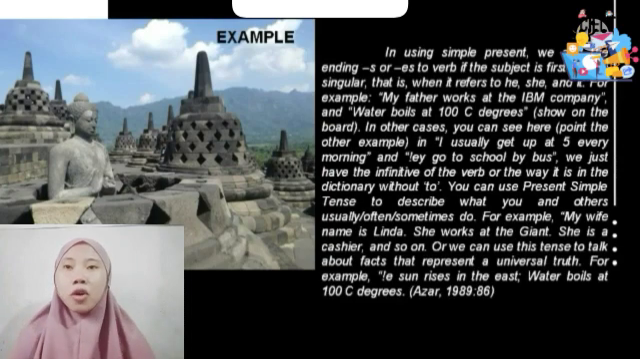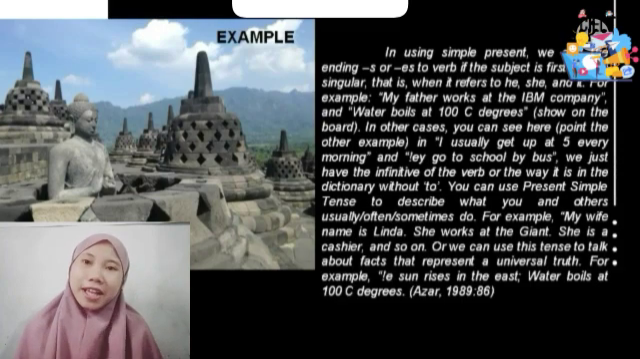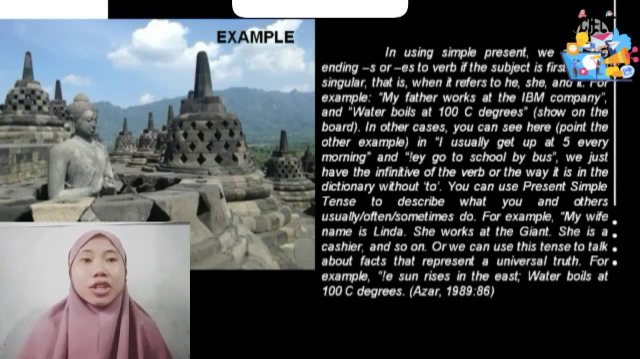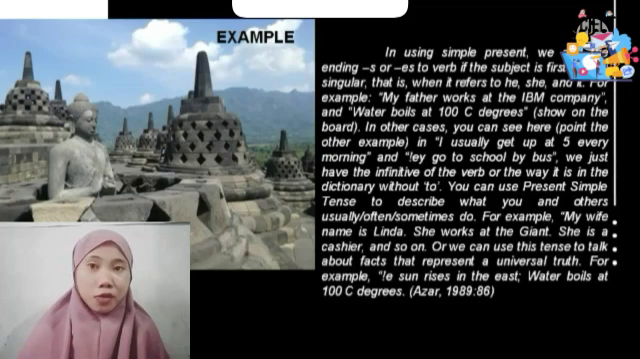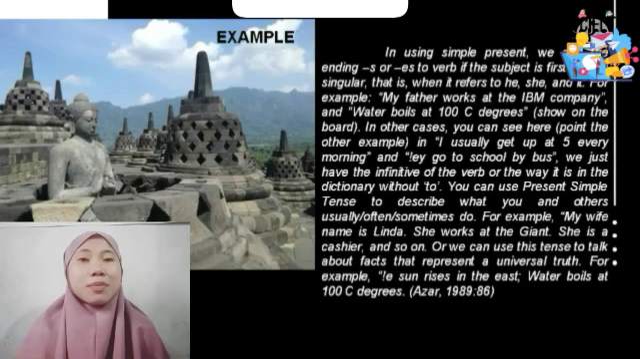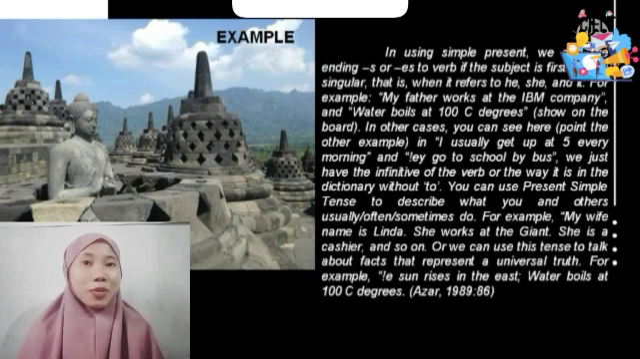For example, there is a picture in my PowerPoint. In using simple present, we add the ending s or es to a verb if the subject is third person singular, that is when it refers to she, he, and it. Otherwise we just use the infinitive of the verb, the way it is in the dictionary. You can use present simple tense to describe what you and others usually, often, or sometimes do. So it is simple present. There are three formulas: positive, negative, and interrogative.